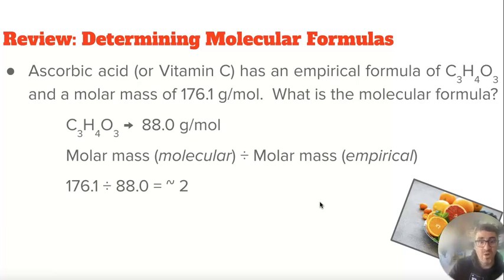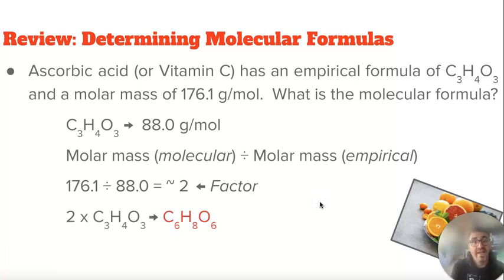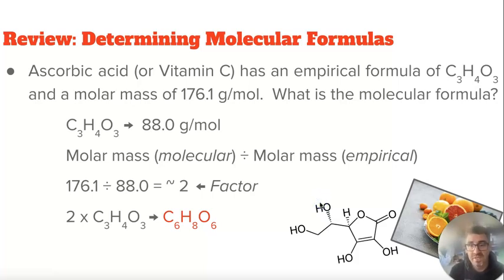So what I'm going to do with that 2 now is factor that through my empirical formula and multiply all those subscripts accordingly. And I get my final molecular formula of C6H8O6, which is also, this is what the structure of vitamin C looks like.